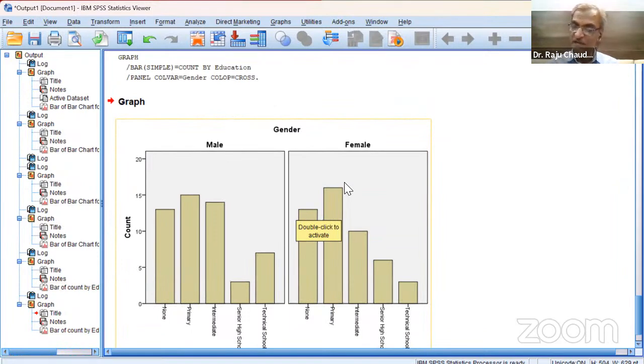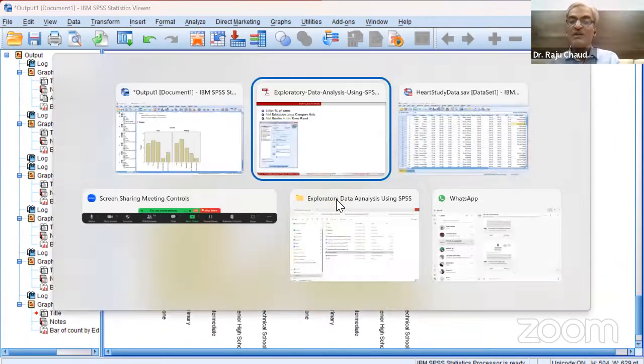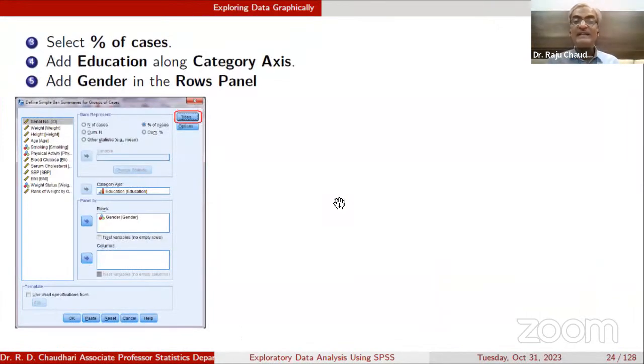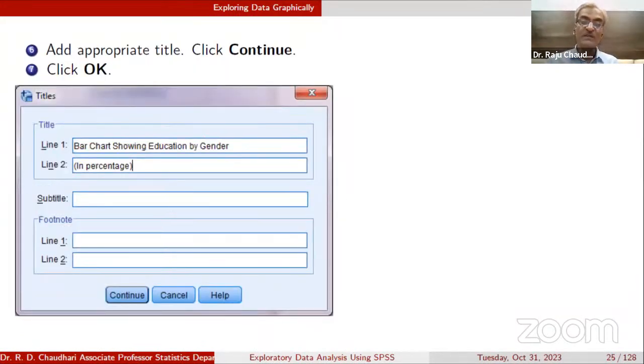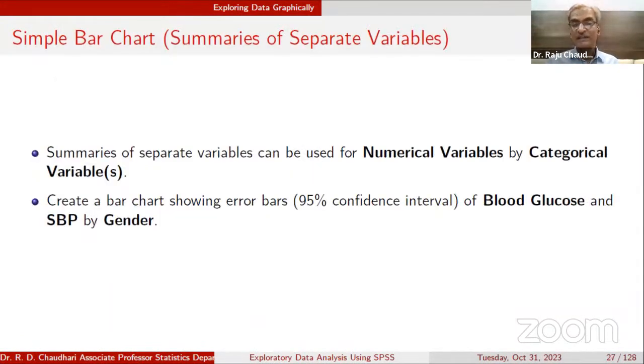Again I repeat, if you want to edit the chart, double click on the chart. It will open in the chart editor, and you can simply apply certain editing tools. You can even change the colors of the bars. These are the default setup of SPSS. So this is how we can create the row panel as well as the column panel.